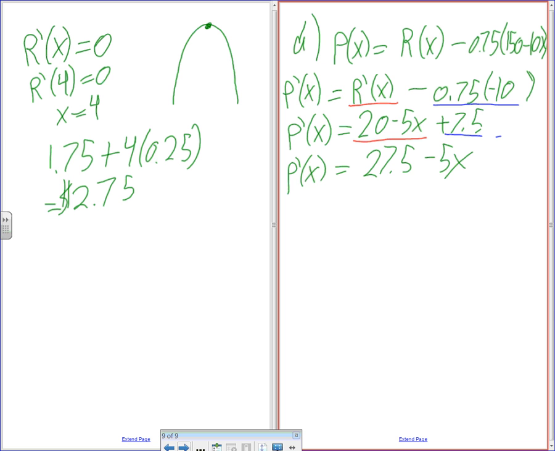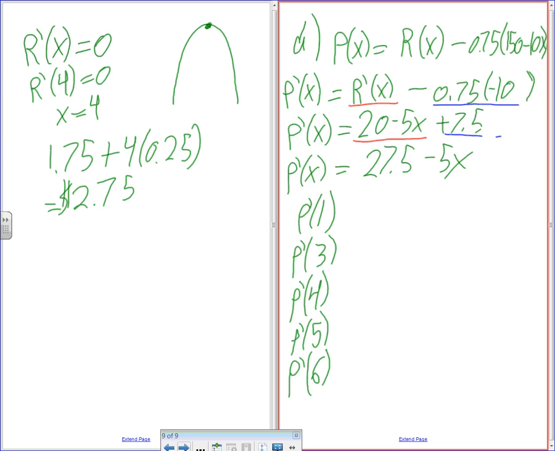So it says what would the rate of change in profit be for each price increase in part B? So we have P prime of 1, P prime of 3, P prime of 4, then P prime of 5, P prime of 6. Yeah, that's it for all of them.